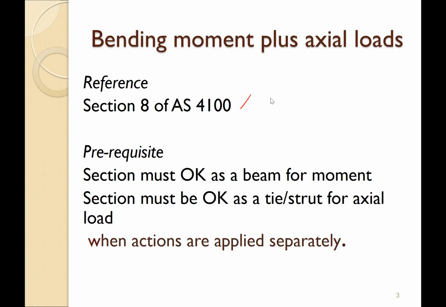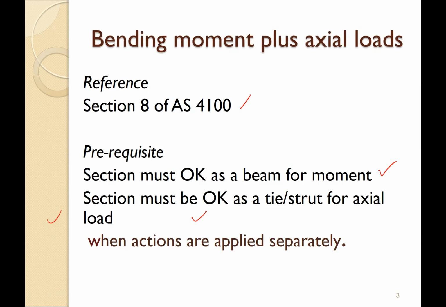So the prerequisite is, this is very important. What's the prerequisite here? Section must be okay as a beam. You see that if the section itself is not safe for carrying the bending moment, then there is no point to consider it to carry an additional load. So section must be okay as a beam for moment. Section must be okay as a tie or strut for an axial load. That means when these loads are applied separately, the section must be okay to carry them. If the section fails, then there is no point in moving forward.